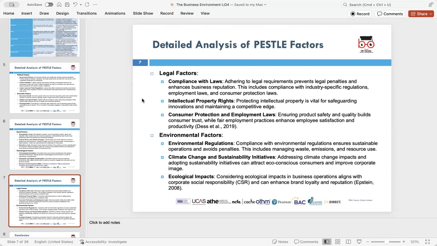Sustainability efforts align with corporate social responsibility and contribute to long-term environmental and economic sustainability. Ecological impacts influence businesses' operations, requiring organizations to consider environmental factors in their strategic planning. So, by understanding environmental factors, businesses can develop sustainable practices, improve corporate social responsibility, and enhance brand loyalty.